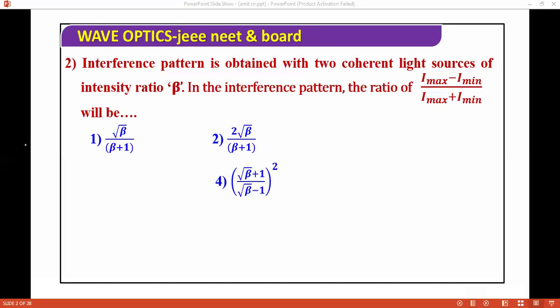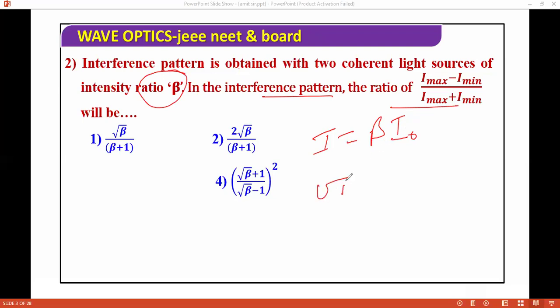This question is about the interference pattern with two coherent light sources of intensity ratio beta. It asks for the ratio of I max minus I min by I max plus I min. What is I max? The intensity ratio is given, so I1 is beta times I naught. So we take I max minus I min divided by I max plus I min.